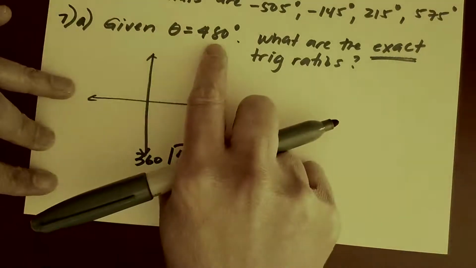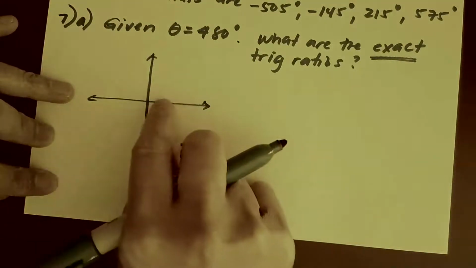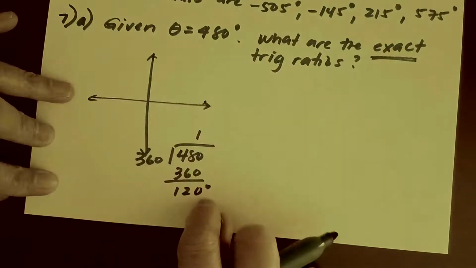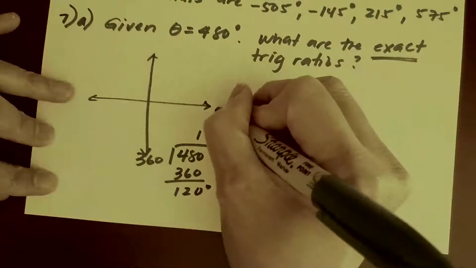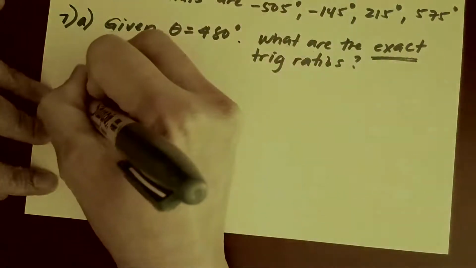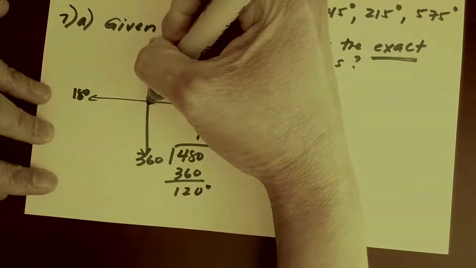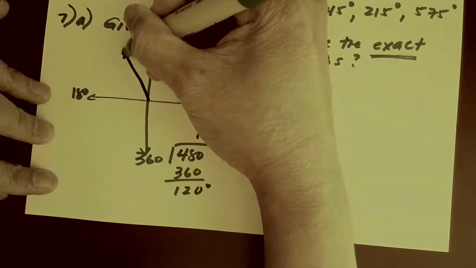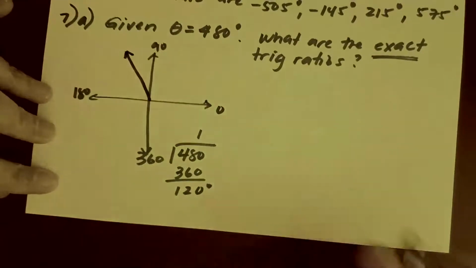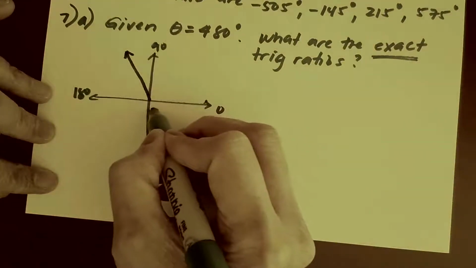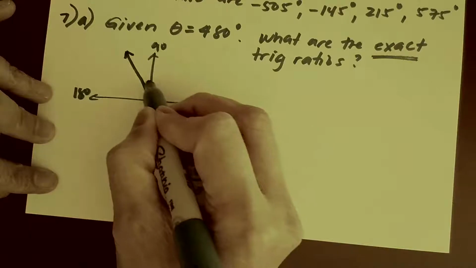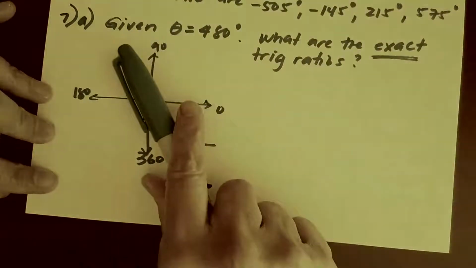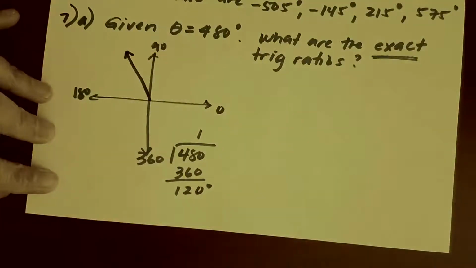So that 480 degrees tells me that I'm going to go around one full revolution, and then I have to turn 120 degrees more. So where's 120 degrees more? So 0, 90, 180. So 120 degrees would be somewhere right here. Right there. So we go around one full revolution and then 120 degrees more, and this is where I ended up, in quadrant number 2.